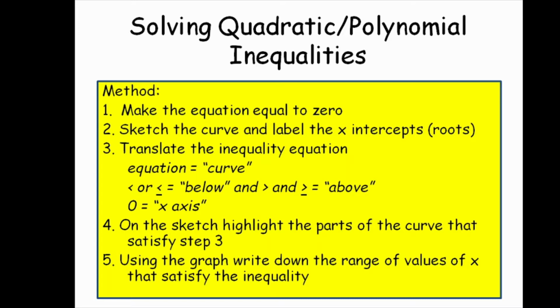Then the next thing I'd recommend you do is try and translate what the inequality is actually doing. If you've made it equal to 0, with the 0 being on the right hand side, then the equation refers to the curve. The inequality, if it's less than, means below, and if it's more than or equal to, means above, and the 0 represents the x-axis.